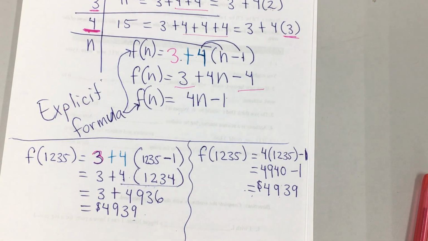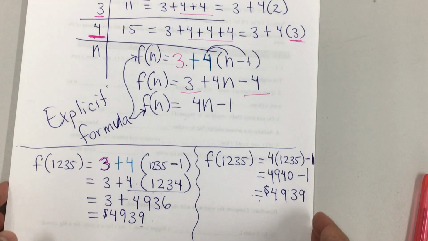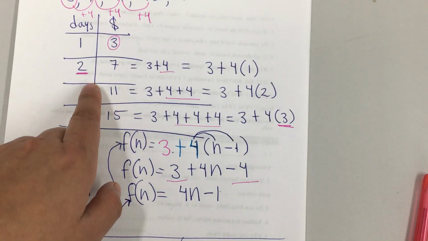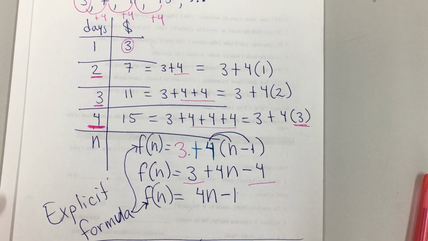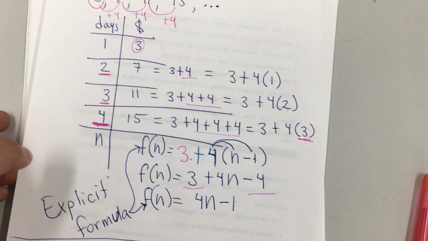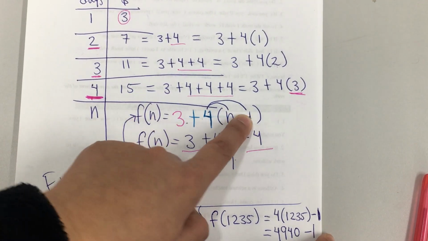I know it looks like a lot of process, but today's lesson is just to write the explicit formula for arithmetic sequences. This is just to show you why we have to subtract 1, but for the next examples, all you have to do is get the sequence and write the explicit formula. Okay, so let's look at the first example.